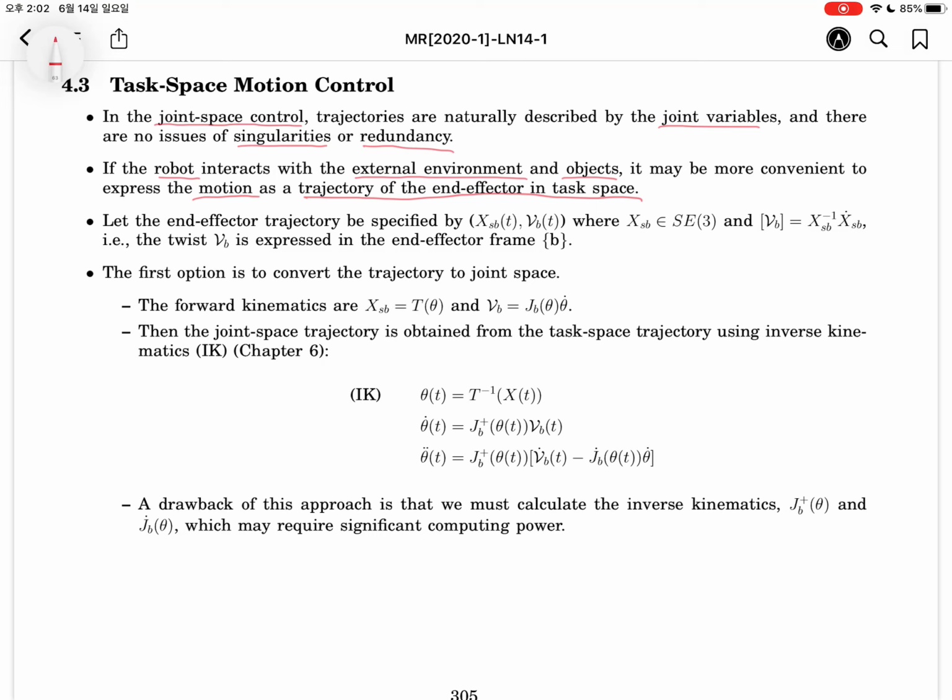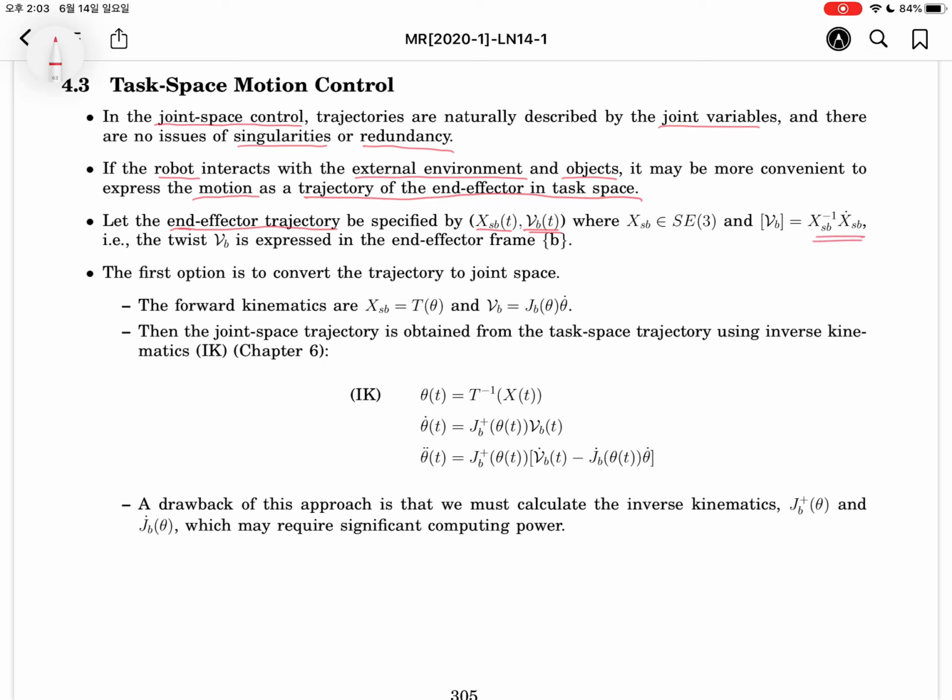If you wanted to push your hand palm forward, maybe the desired trajectory should be described in terms of task space, not joint space. Joint space is not simple. Okay, so let the end effector trajectory be specified by X_SB, space frame to the body frame, the end effector, and body twist. The body twist matrix form will be obtained as X inverse times X dot.